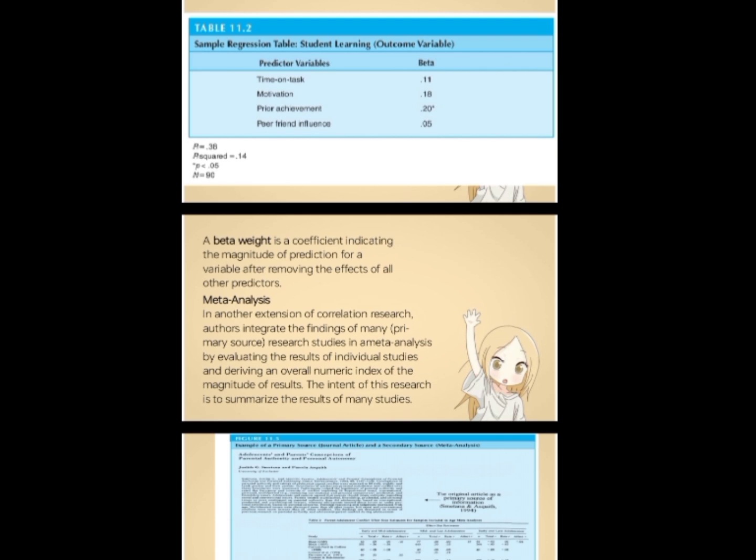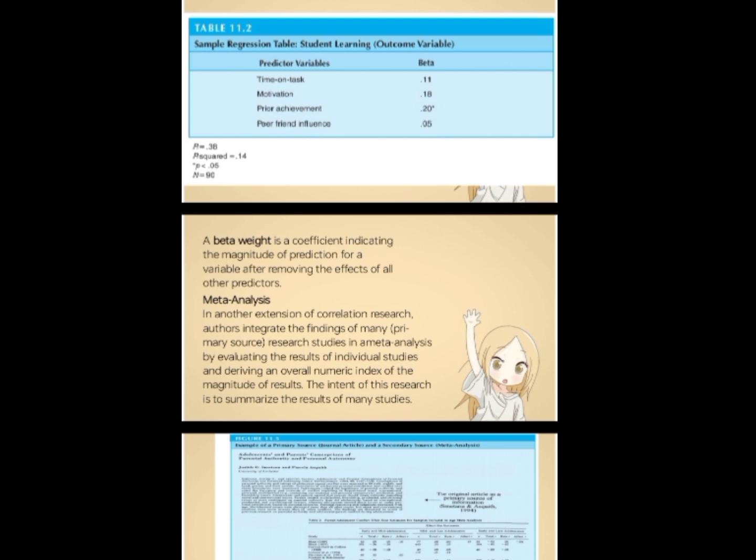For each variable in Table 11.2, we see four predictor variables of student learning. The coefficients in the right column are the beta weight for each independent variable. Beta weight is a coefficient indicating the magnitude of prediction for a variable after removing the effects of all other predictors. As seen in Table 11.2, the predictor prior achievement explains the most variance, followed by motivation.